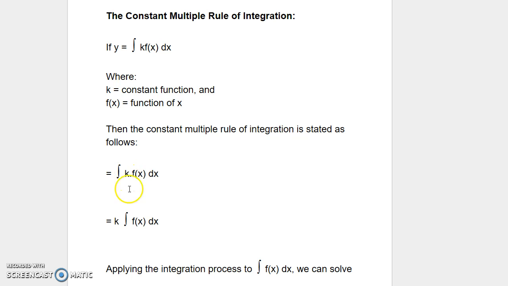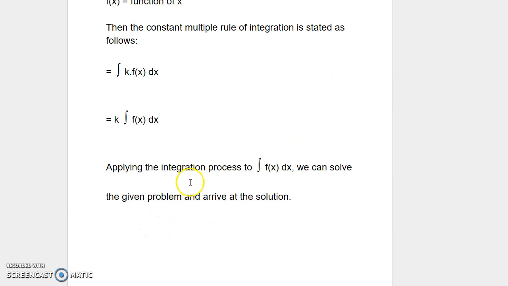Since k is a constant, we can take it outside of the integration process as shown here, and then write the rest of the equation as shown here. K times integral f of x dx. Applying the integration process to f of x dx, we can solve any given problem and arrive at the solution. We will solve example problems related to this particular rule in my next video presentation.